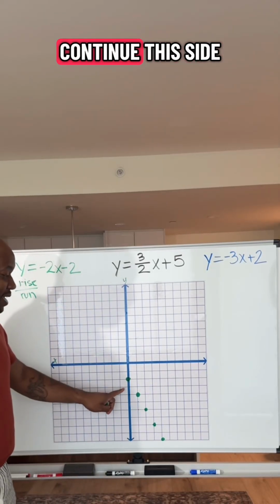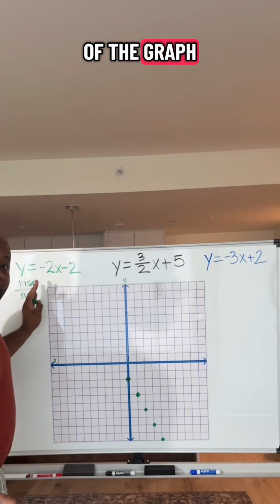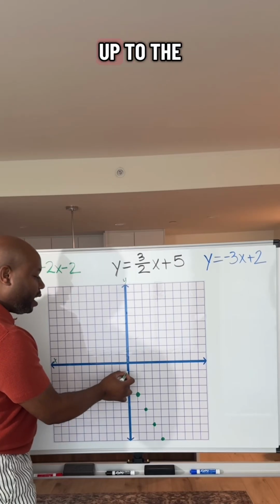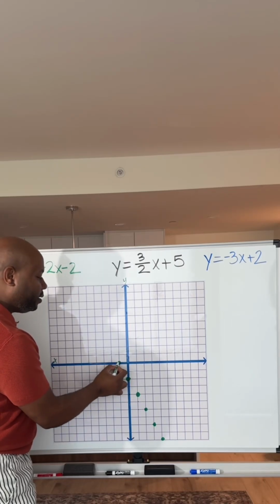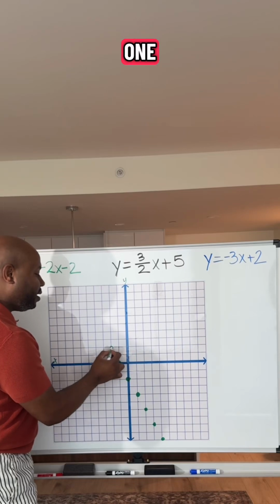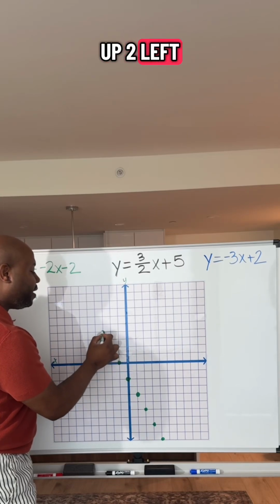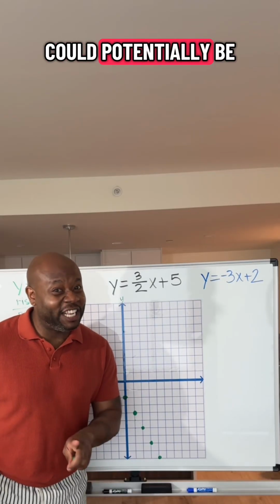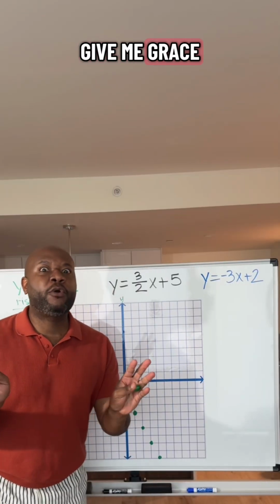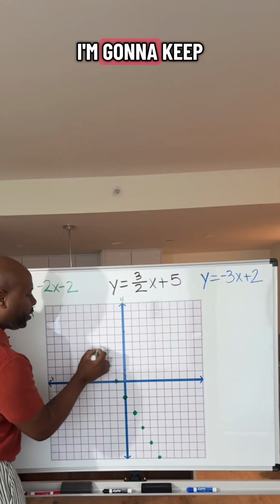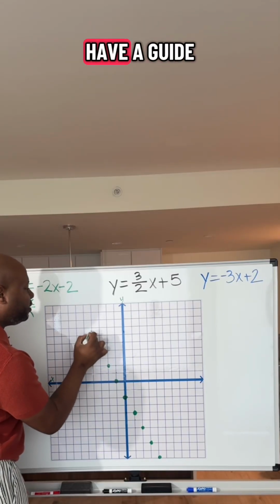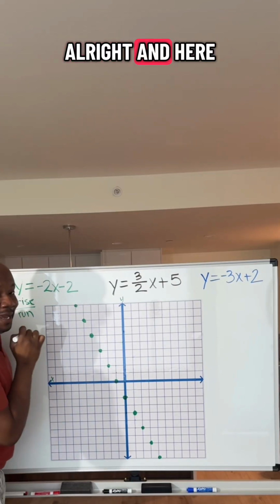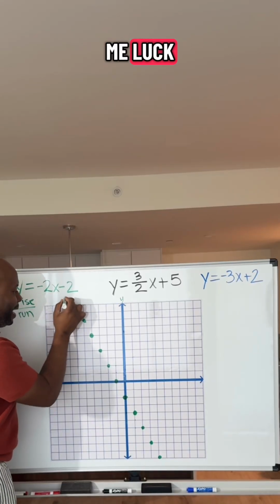Now, we can continue this side of the line by going back to the original point and going up 2, left 1. Up 2, left 1. We get the idea. Now I have a straight edge, so my line could potentially be a little crooked. Give me grace. I'm gonna keep doing this just so I can have a guide. All right, and here we go. Wish me luck.